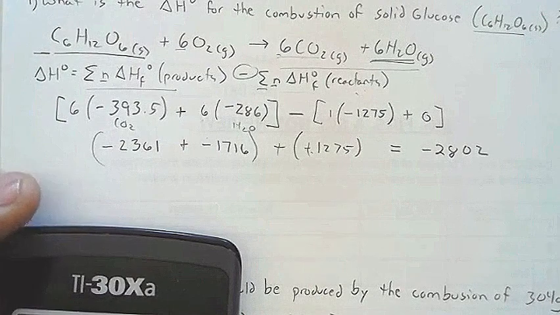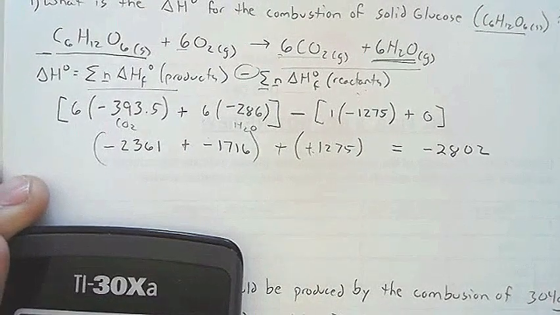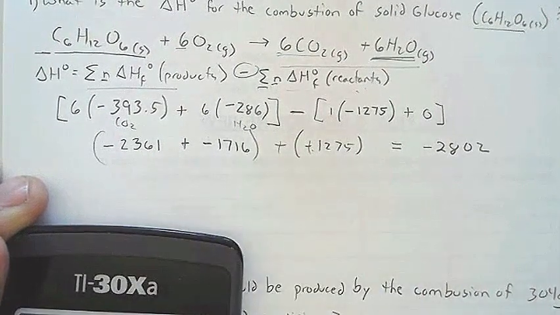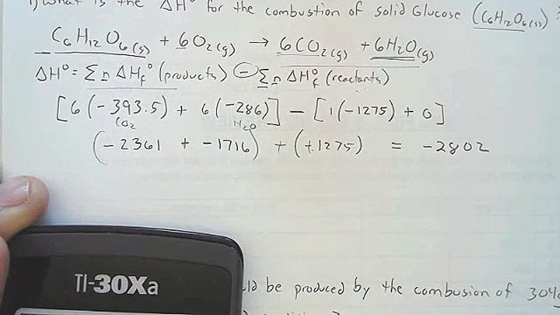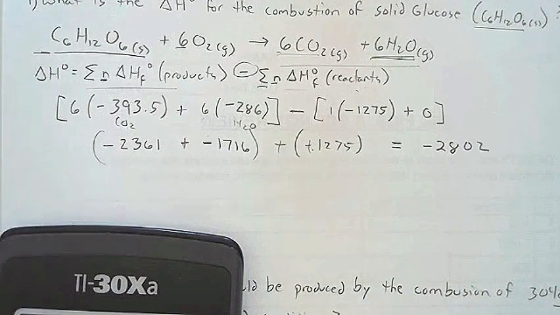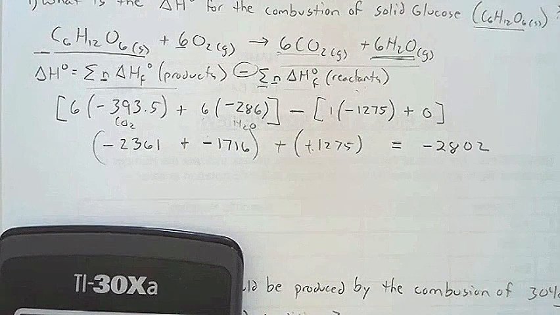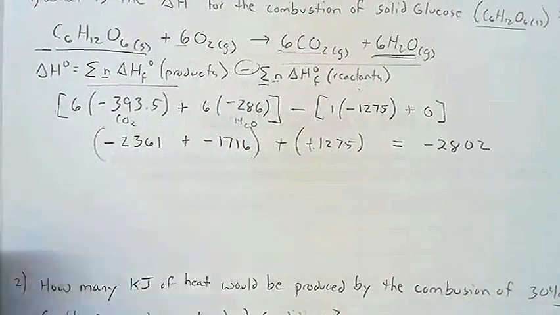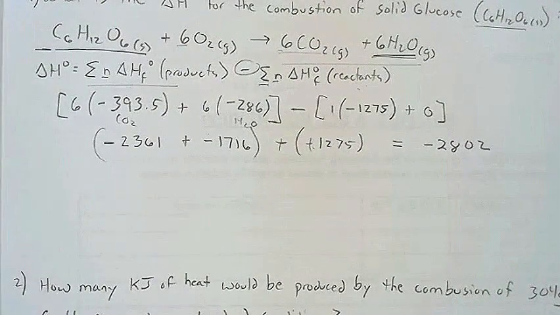And I'm going to double check just to make sure. So we have 6 times negative 393.5 and then we're going to add that to 6 times 286. And I see where I made a mistake. I was going, that's not the right answer. I made a mistake up here. And I'm actually kind of glad I did it. I did it on purpose.